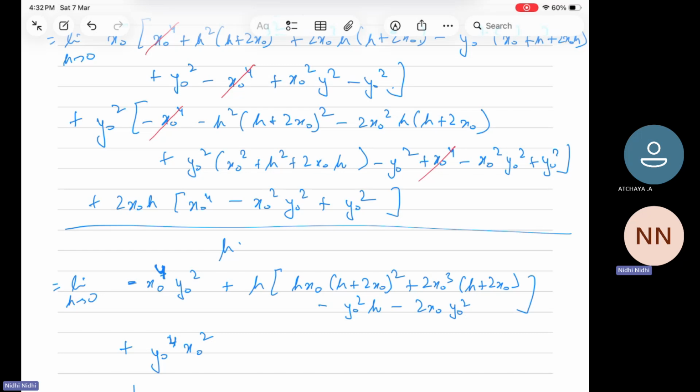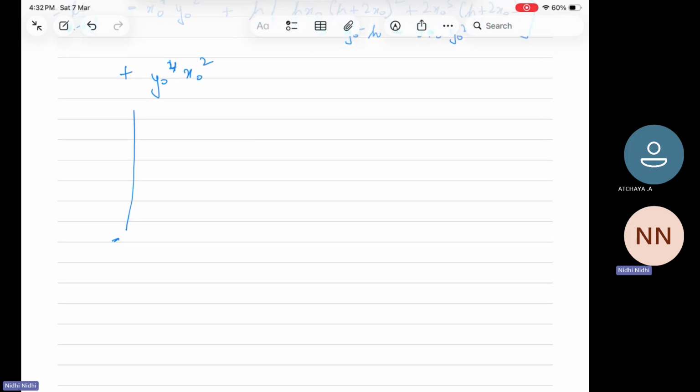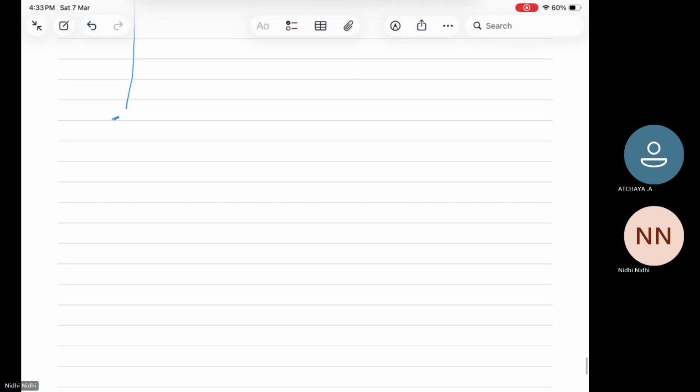This will be a good exercise because my screen size is small. I don't know whether I'm able to do that here. Or we can do one thing, you can try it yourself, and in the next class you tell me whatever answer you're getting so that I'll match it with my calculation. Okay, then we'll move to the last question.